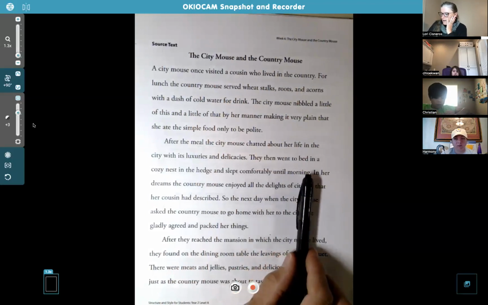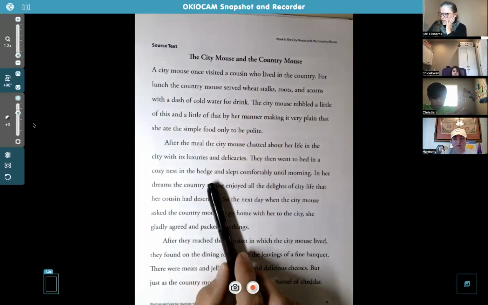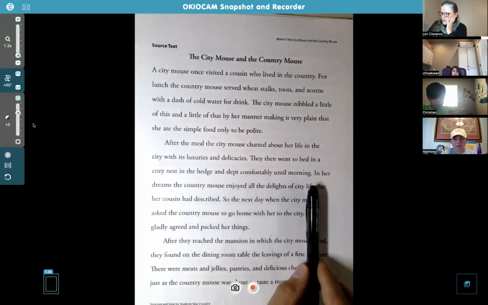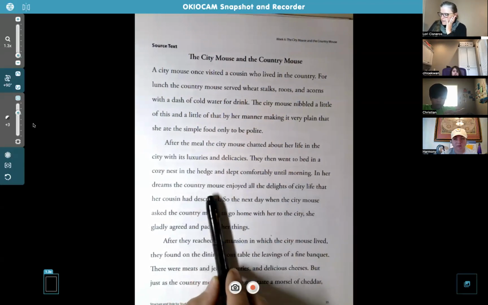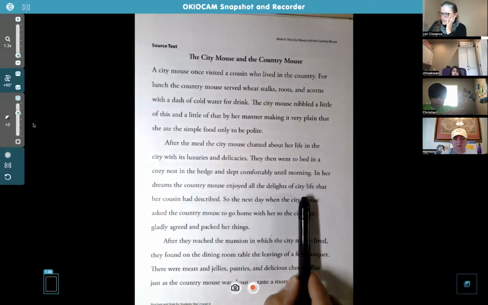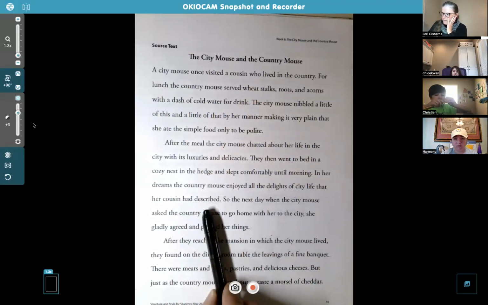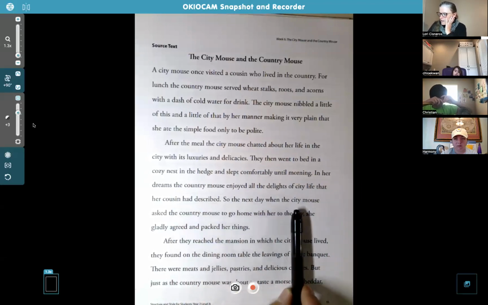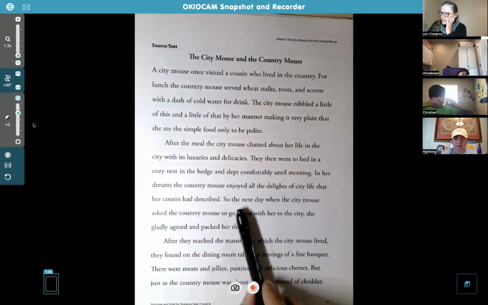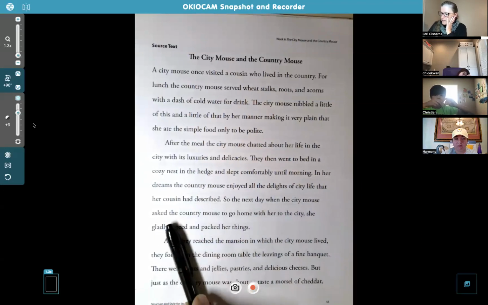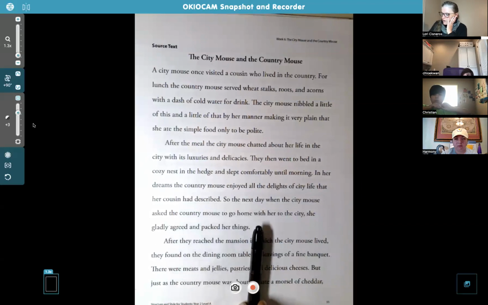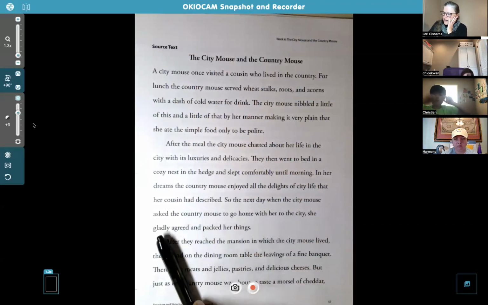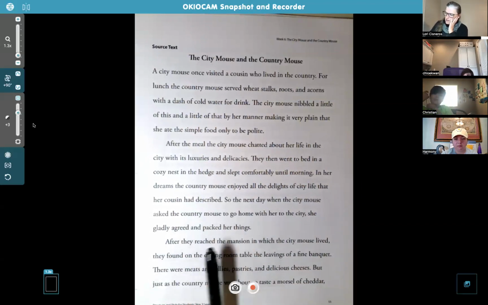They went to bed in a cozy nest in the hedge and slept comfortably until morning. In her dreams, the country mouse enjoyed all the delights of the city life that her cousin had described. So the next day when the city mouse asked the country mouse to go home with her to the city, she gladly agreed and packed her things.